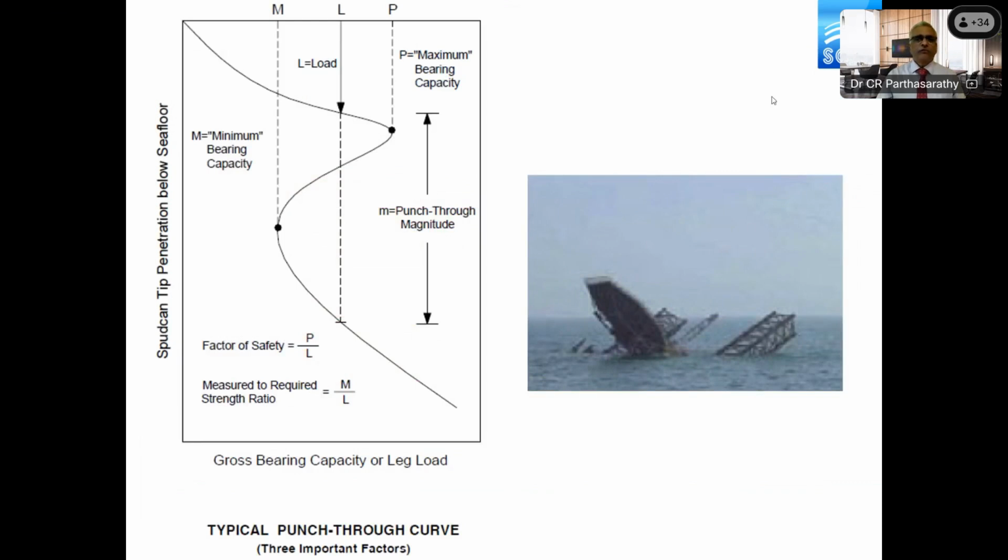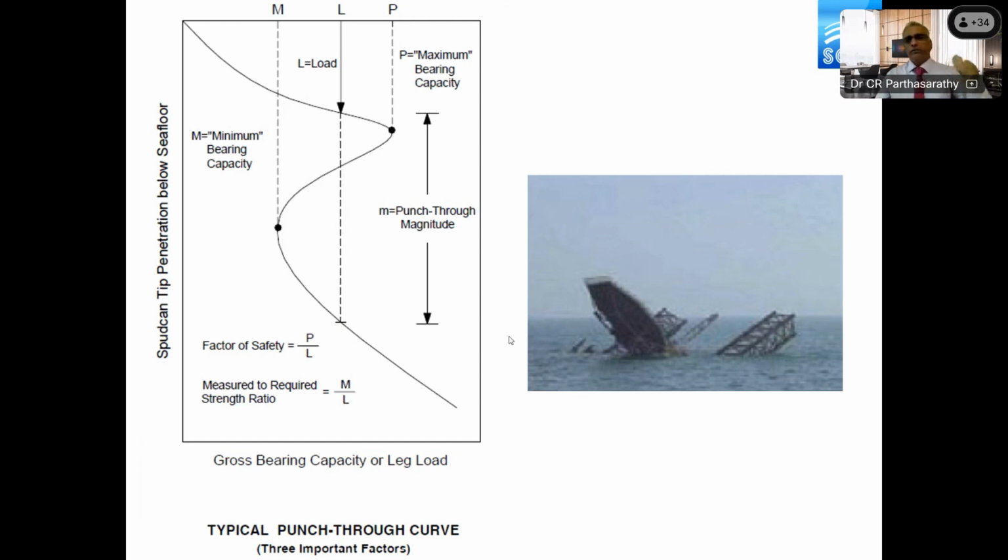There are two factors to be kept in mind that are very, very relevant for us. One is the peak bearing capacity, from which we get the factor of safety. This is the peak bearing capacity divided by the preload. That is your factor of safety, and the second is the measured to required strength ratio, meaning from the preload, how far the minimum value is away. Obviously it should be close to unity, then only you see there's no punch through here. If this is less than unity, and this is close to around 1.2 or 1.3, definitely this crust will break and this will undergo rapid leg penetration.